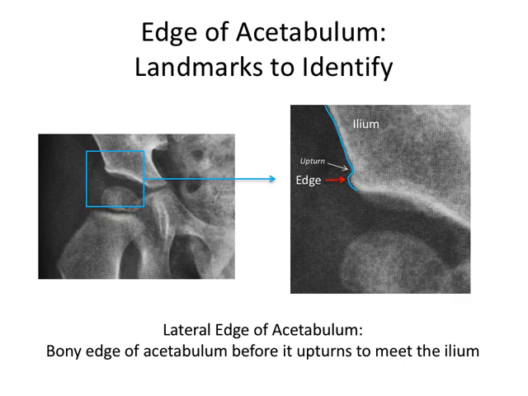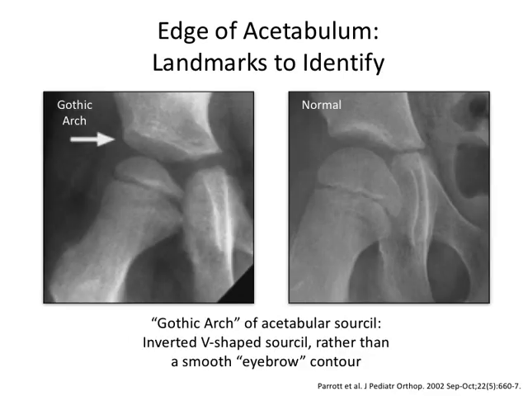Now in this case, the sourcil goes all the way up to the bony edge, but in some cases it doesn't. There's one other thing I want to show you about the variability in sourcil. In some cases, you may have what's called a Gothic arch appearance of the edge, which is an upturning at the edge of the acetabulum. That's due to early dysplasia. Whereas the normal will be more of your eyebrow appearance, the Gothic arch would look more like a troubled or a surprised eyebrow.